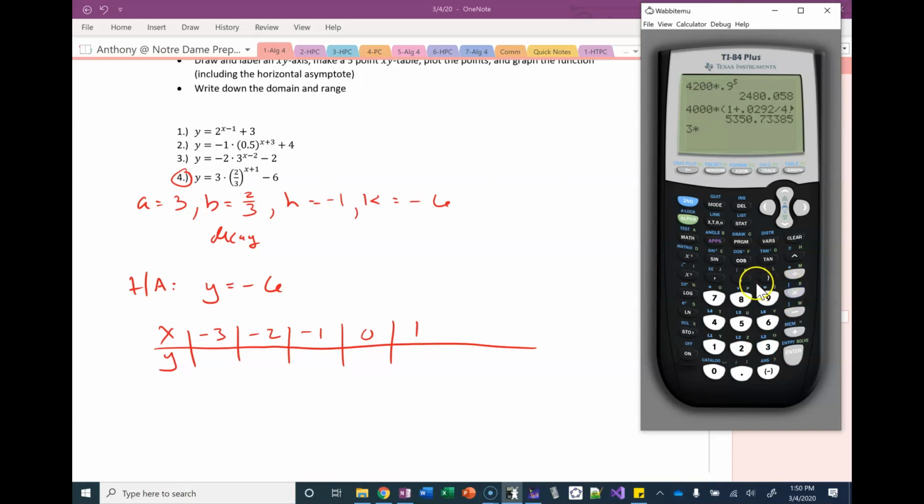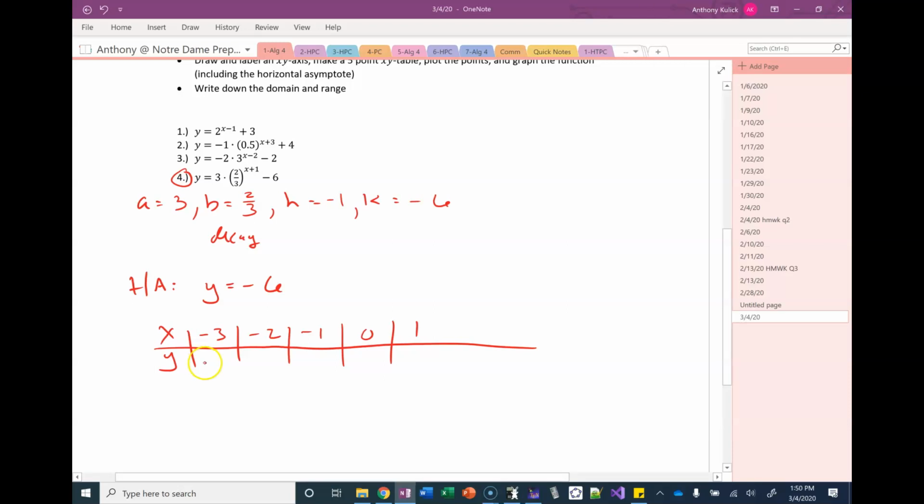So I have 3 times. Got to be careful here. We got to make sure that 2/3 is in a parenthesis. If you didn't do that, that's likely why you're getting some funky stuff. So I get 0.75. And when I make it -2, I get -1.25. And I get -1. Let's write those down here real quick.